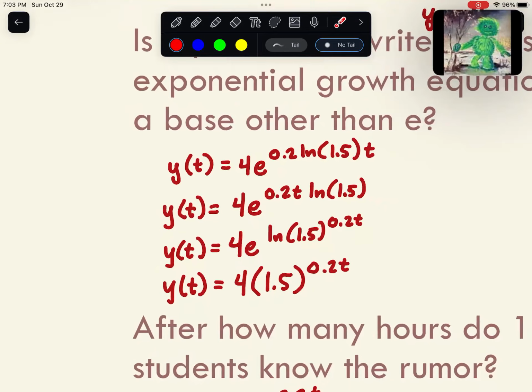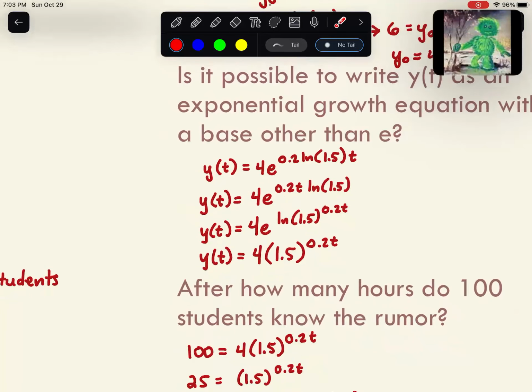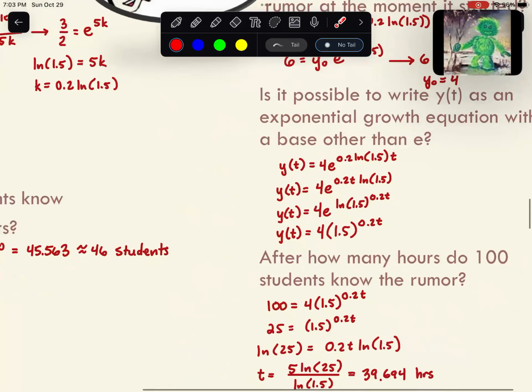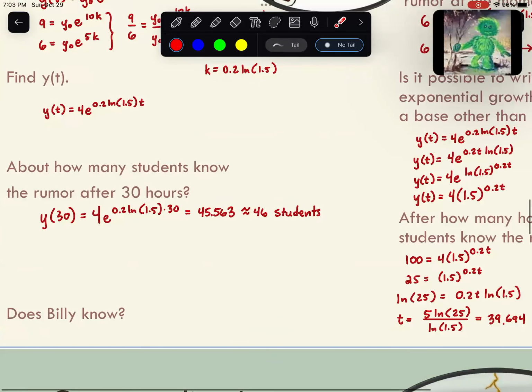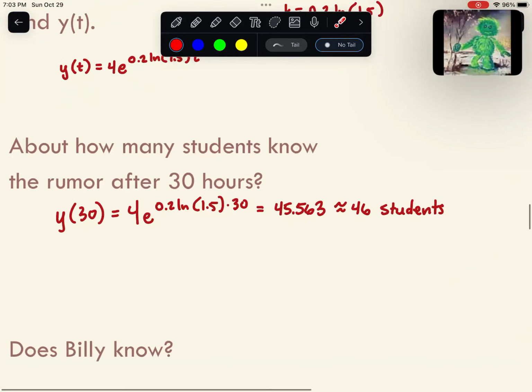All right, what's next? Go back over to the left side. We don't need to spend too much time here. We've seen this type of problem already. How many students know the rumor after 30 hours? We're just plugging in a 30 for t. You're probably using a calculator to finish that off. Looks like you're up to about 46 students at that point know the rumor.